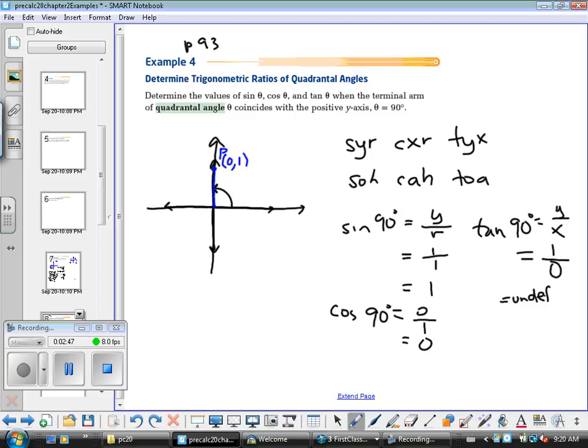You can try these in your calculator. If you put sine 90, you're going to get 1. You put cos 90, you're going to get 0, and if you put tan 90, you're going to get an error. It'll actually return an error for you.